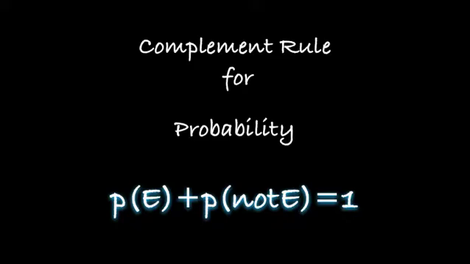So if we take a closer look at that third line, we'll notice a few definitions. n of E over n of S is the probability of E. And n of not E over n of S is the probability of the complement of E. So that what you see on the last line, the probability of E plus the probability of its complement, that equals 1. We're going to use this relationship to answer probability questions. By the way, this is called the complement rule for probability.